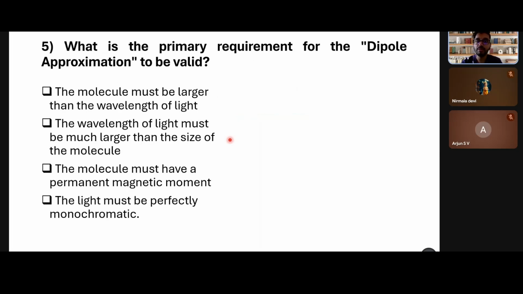What is the primary requirement for the dipole approximation to be valid? The options are: the molecule must be larger than the wavelength of light, the wavelength of light must be much larger than the size of the molecule, the molecule must have a permanent magnetic moment, the light must be perfectly monochromatic. So once again, a theoretical straightforward question. It's an MCQ.